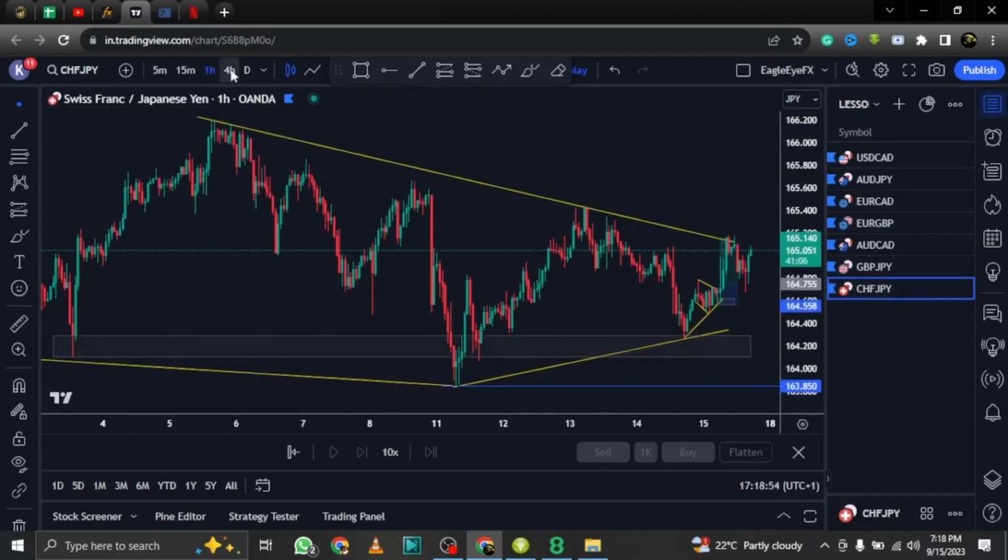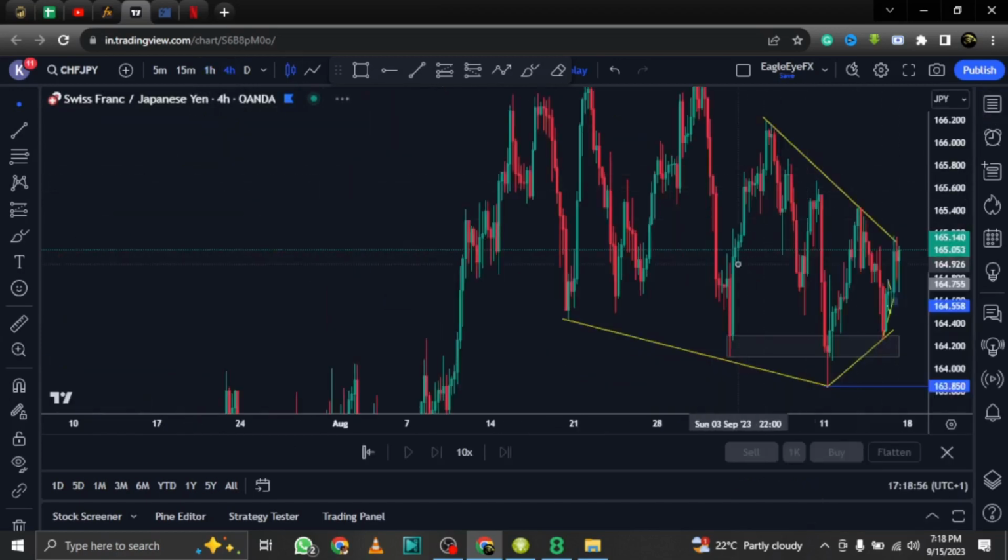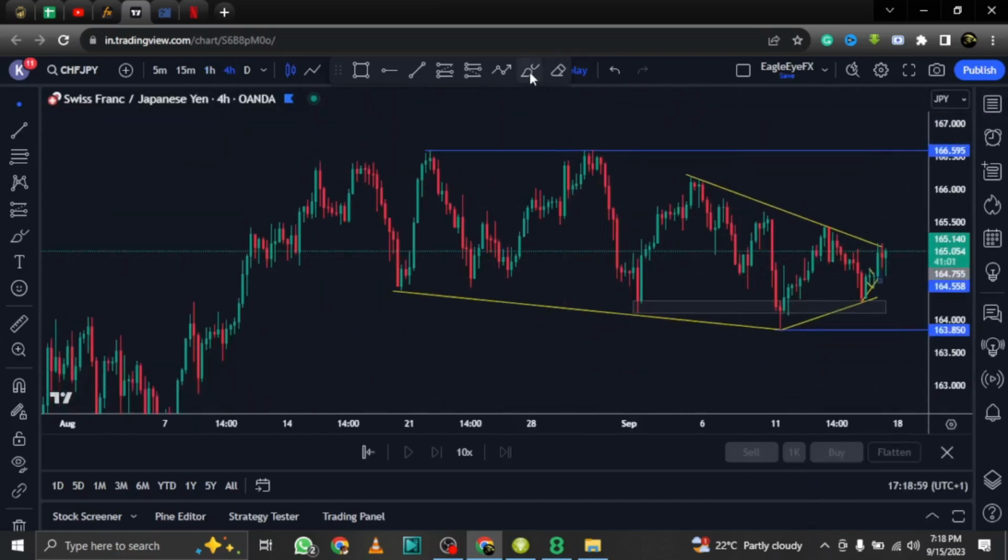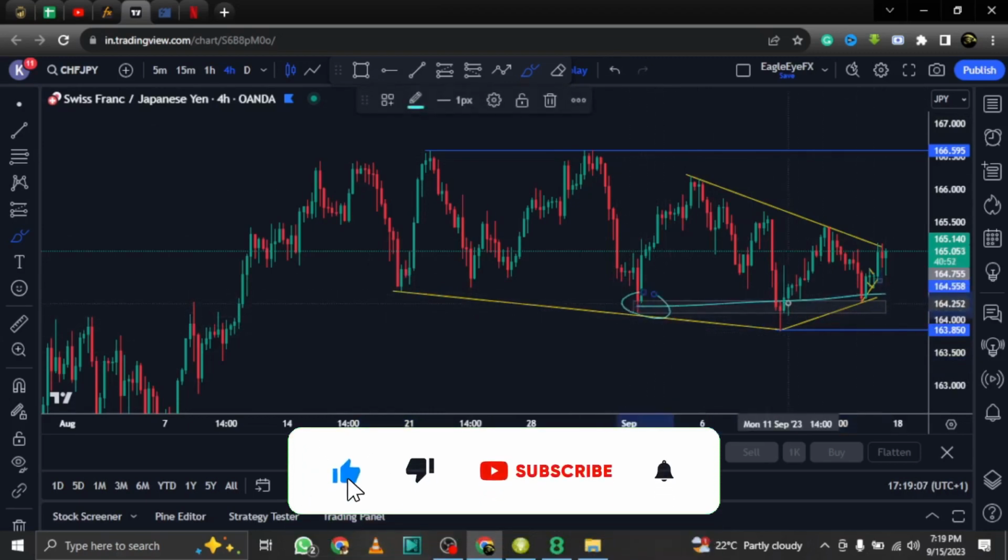Then I saw a trade on CHF JPY. So it was a clear structure over here. As you can see, we had our 3 touches. We had our first touch, we had a second touch, we had our third touch. Then you can see that the market was also respecting this level. So we had 1, 2, 3.